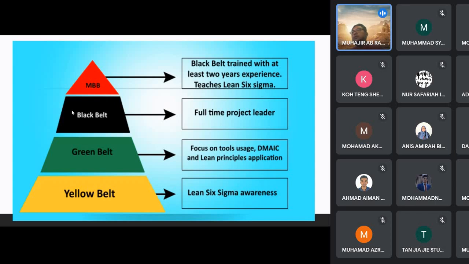A master black belt is a black belt trained with at least 2 years of experience teaching Six Sigma. You have not only done projects, you also teach others. So for example, if you go to industry and you have this belt, definitely they will demand you. You can ask for higher salary because of your expertise. They know that once you have a belt, you can improve the production process and also quality. That's why it's very important to have this qualification if you work in industry later on.